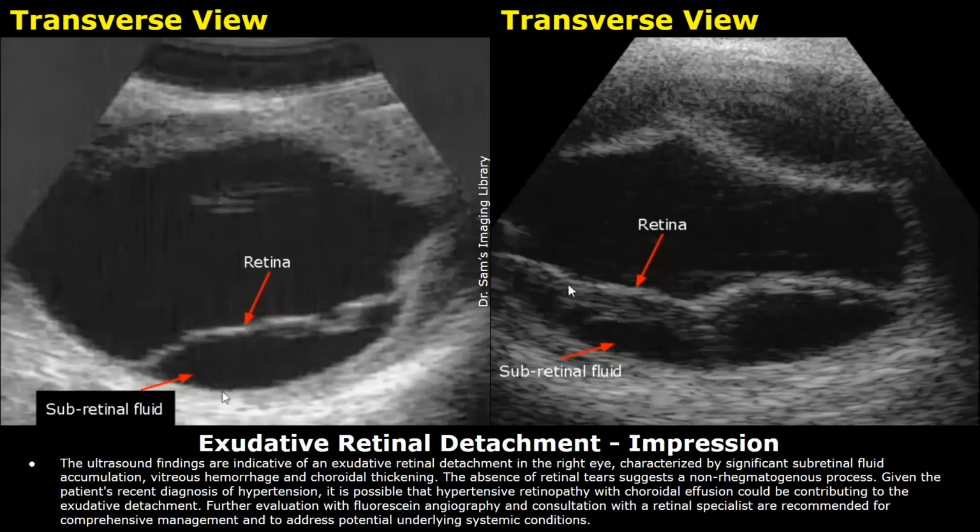This is the impression. The ultrasound findings are indicative of an exudative retinal detachment in the right eye, characterized by significant subretinal fluid accumulation, vitreous hemorrhage, and choroidal thickening. The absence of retinal tears suggests a non-rhegmatogenous process. Given the patient's recent diagnosis of hypertension, it is possible that hypertensive retinopathy with choroidal effusion could be contributing to the exudative detachment. Further evaluation with fluorescein angiography and consultation with a retinal specialist are recommended for comprehensive management and to address potential underlying systemic conditions.